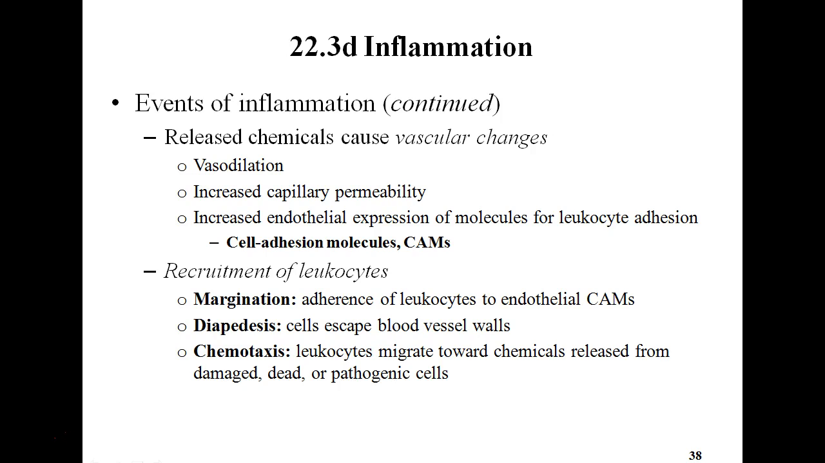Another reaction when you recruit these leukocytes is going to be chemotaxis. That means these leukocytes migrate towards chemicals released from damaged, dead, or pathogenic cells. And they sort of migrate along a chemical gradient, so to speak. That is, chemicals released from damaged or dead cells and pathogens are going to attract these immune cells.